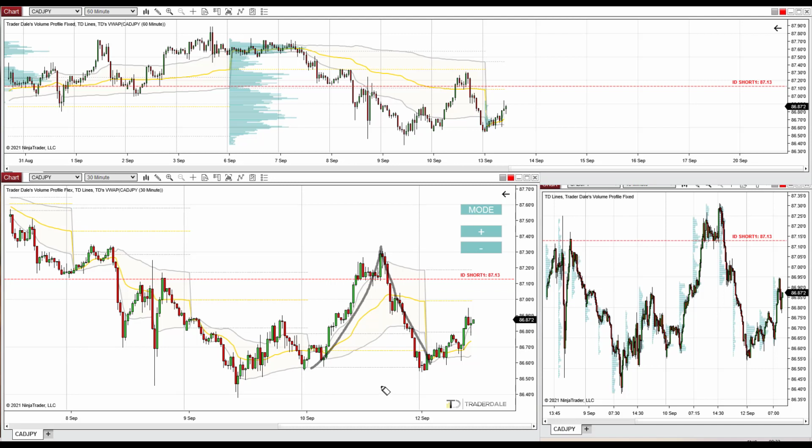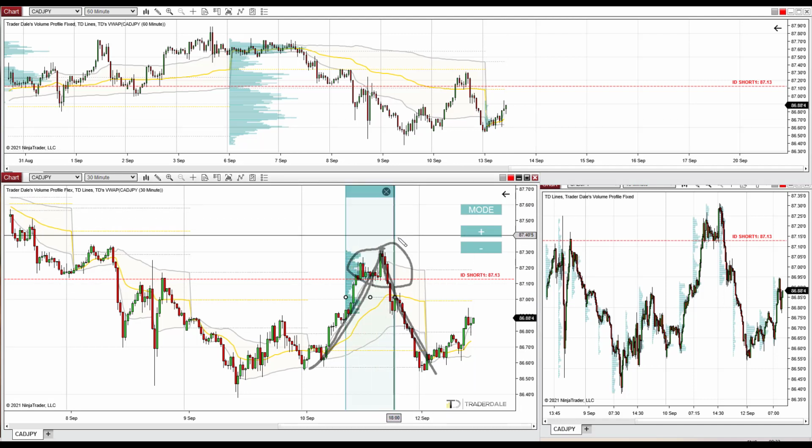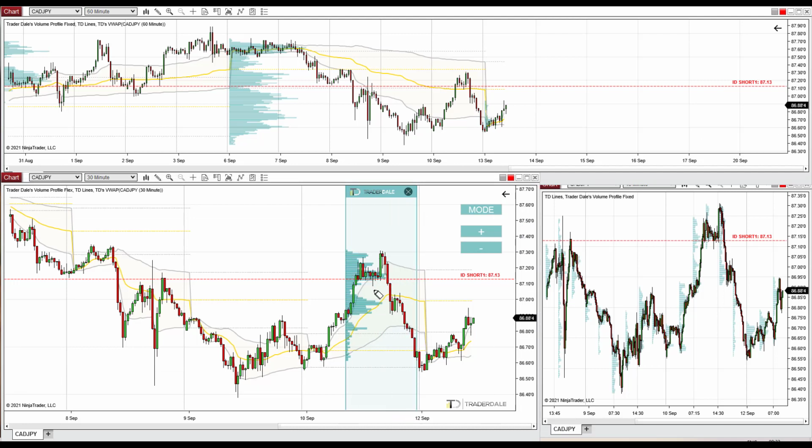This is what I call a strong rejection of higher prices, which means that buyers were pushing the price aggressively upwards, but then the price turned sharply and there was a strong sell-off. This is aggressive rejection of higher prices because the strong sellers rejected the higher prices in here. So when I see a rejection like that, I use my flexible volume profile and I'm looking for significant volume clusters within the rejection, like in here.